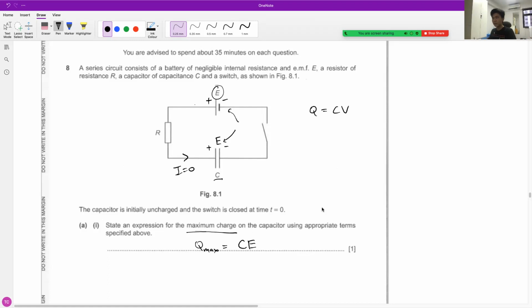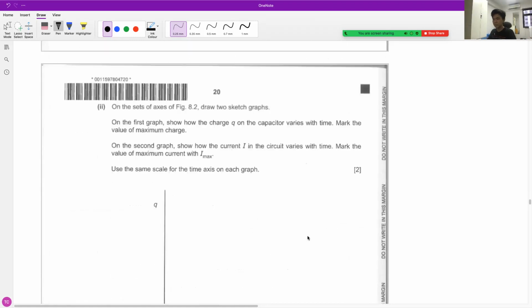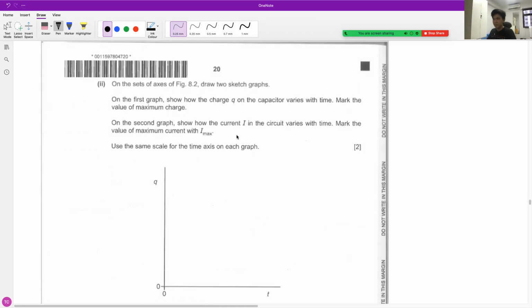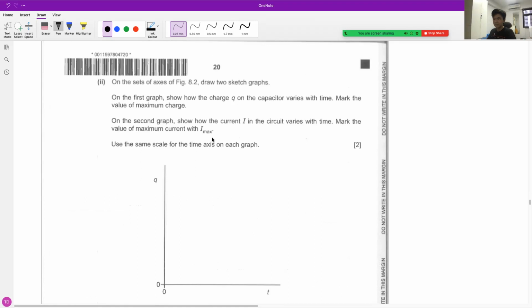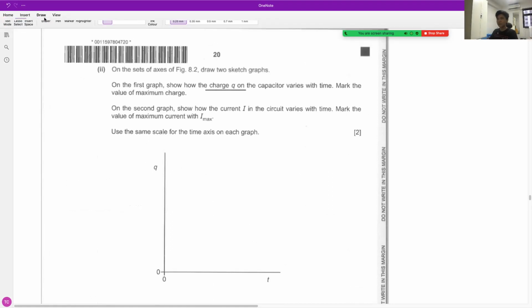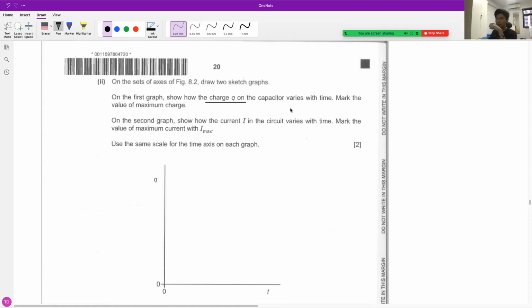Okay, so let's move on to the next part. On the set of axes, we need to sketch 2 graphs. On the first graph, we need to state how the charge across the capacitor would vary with time, and mark the value when it's at maximum charge. And the second one, we want to understand the current.